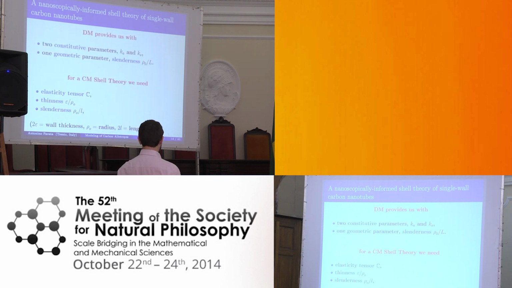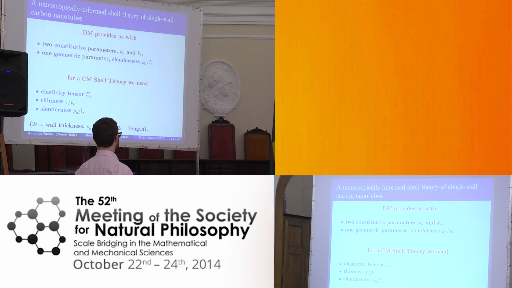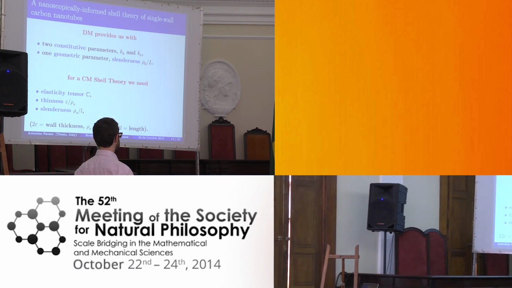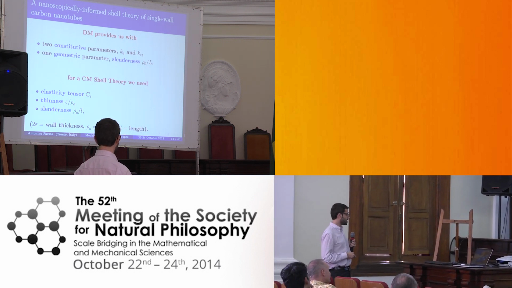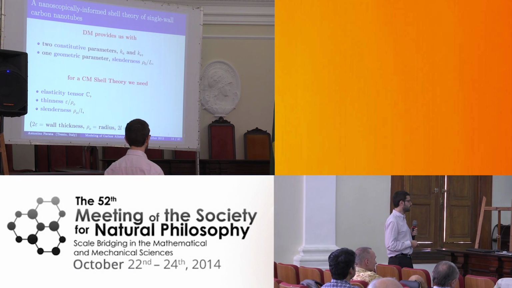The third point here is that with the discrete mechanics we have just two constitutive parameters, Ka and Ks, which are known, and just one geometric parameter, which is the slenderness. Here, rho 0 is the discrete radius of the carbon nanotubes, and L is the length. But if we want to build up a continuum theory, a shell theory, we need at least an elasticity tensor, more than one geometrical parameter, and we need the thickness, the ratio between the thickness of the shell and the radius, and the slenderness, the ratio between the radius and the length of the tube.